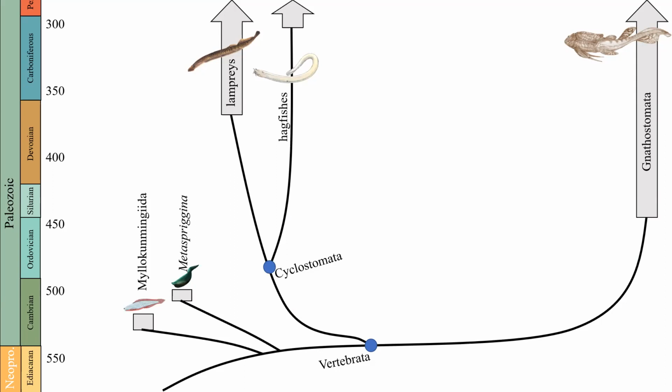There's some of the things we've met already, like Haikouichthys and Metaspriggina. So true vertebrates that existed in the Cambrian. You can see that these are outside this monophyletic group called vertebrata. We would call these stem vertebrates. They are still vertebrates, but they're not inside this clade. They're outside of it. Stem vertebrates.